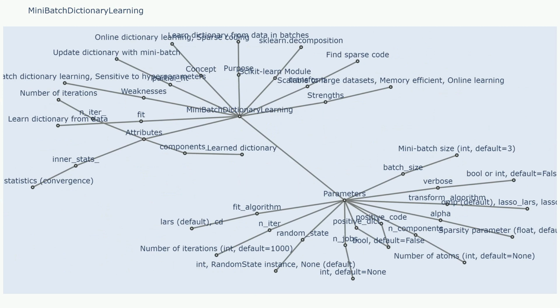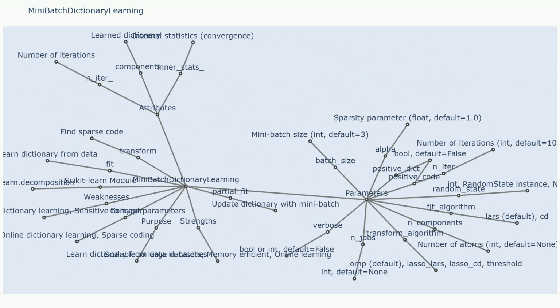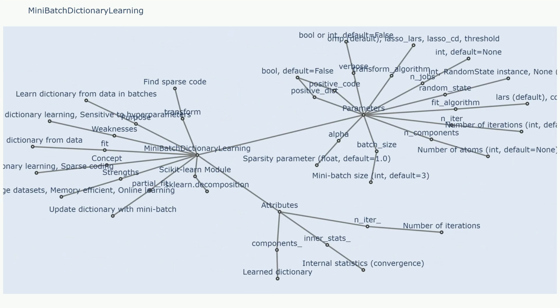8. Example. Python. from sklearn.datasets import load_digits, from sklearn.decomposition import MiniBatchDictionaryLearning, from sklearn.feature_extraction import image. Load the digits dataset. digits = load_digits(). Flatten the images for processing. X_digits = digits.data. Train a dictionary learner. mdl = MiniBatchDictionaryLearning(n_components=100, alpha=1, batch_size=100), mdl.fit(X_digits).